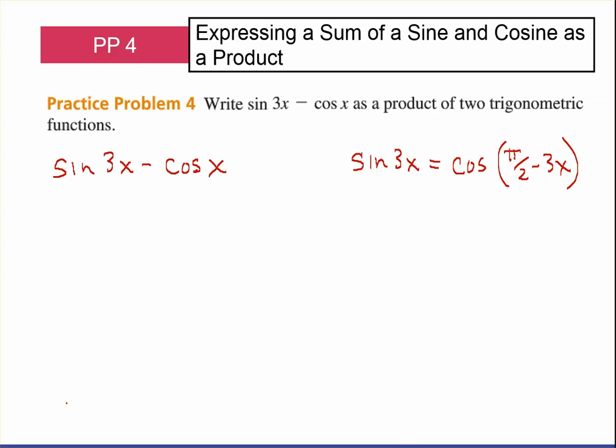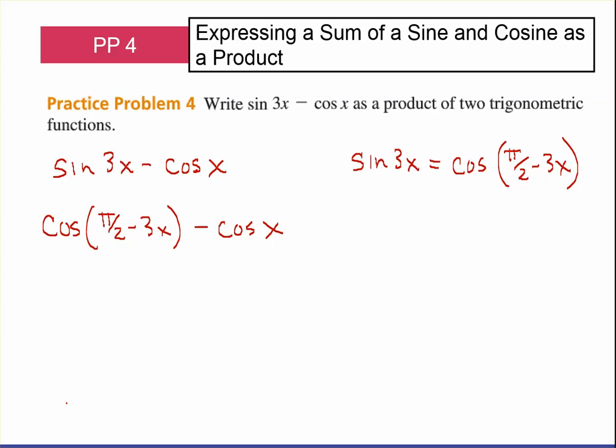Okay, good there. We can now substitute. So now this becomes cosine of pi over 2 minus 3x minus cosine of x. Now we got it into a form that I can use. I have two cosines subtracting each other. That is formula number 2, or the second from the top. Okay, it kind of gets weird here at first, so let's talk about it.